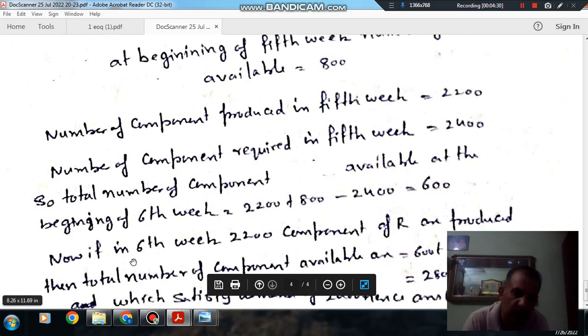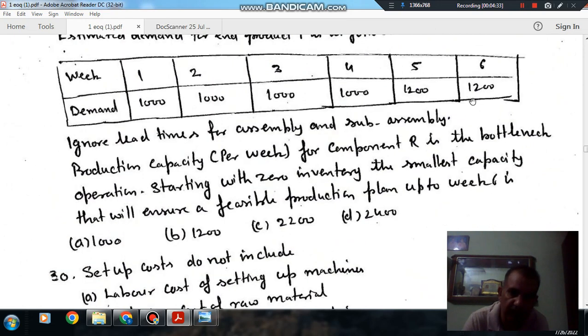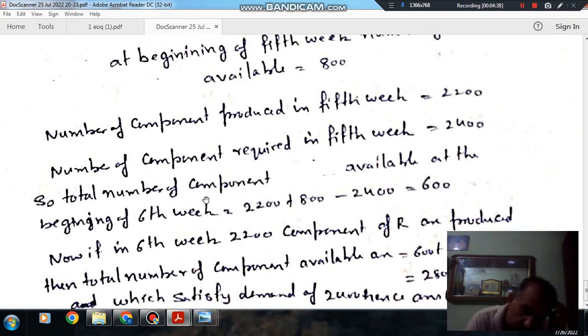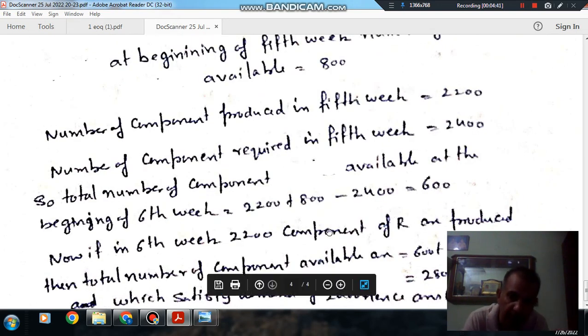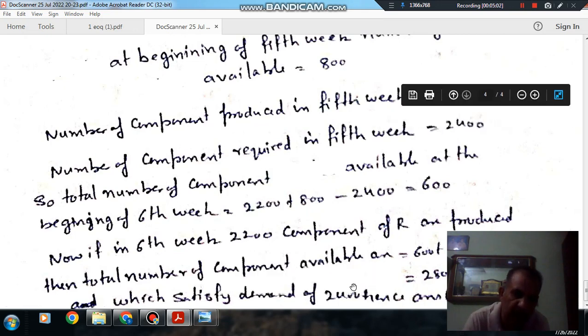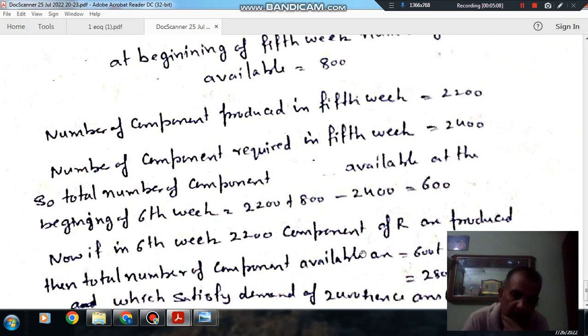Now in the sixth week again 2400 components of R are required. Availability of R is 600, and if we manufacture 2200 again, the total number of components of R available will be 2800. So we satisfy the requirement, and hence the answer is C.